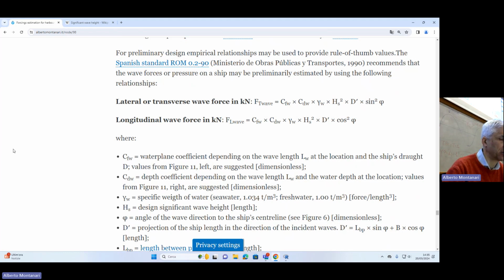You can recognize here more or less the same concept that we used for wind forcing, because the forcing is assumed to be proportional to the energy of the wave. Like for wind, the forcing was proportional to the energy of wind, and the energy of wind was estimated through the square of the wind velocity. Here, we are estimating the energy of waves through the square of the wave height.